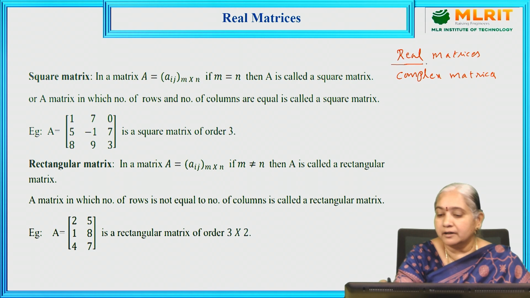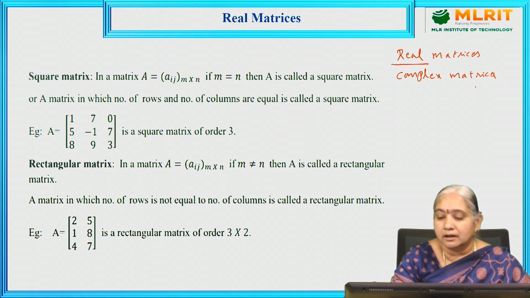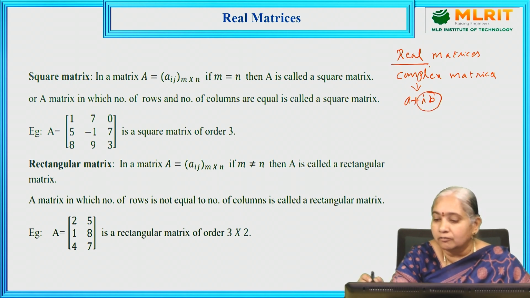In real matrices, the matrix contains all real numbers. The elements are real numbers. In complex matrices, the elements may be complex. The complex number is in the form of a plus ib. In a real number, this imaginary part becomes 0. So, we only take real numbers.